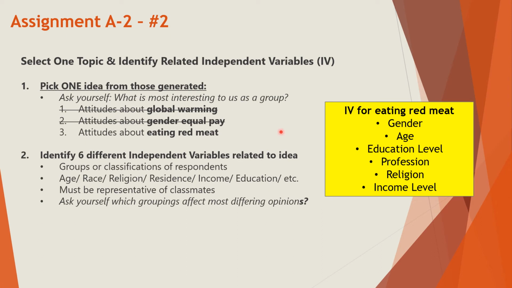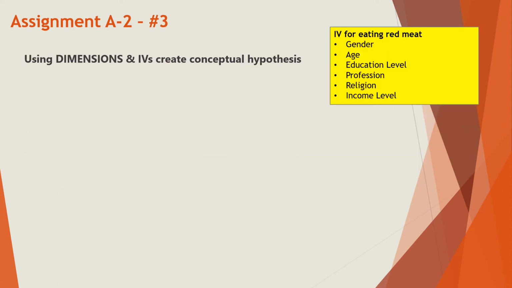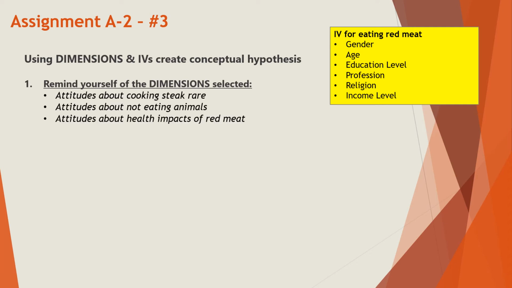Do you get that? So this idea is our dependent variable, and we're trying to figure out how the independent variables affect it, like for example, how does someone being a man affect in general the attitudes about eating red meat, etc. And we're going to look at that more. So these are your 2 answers here. When we go to number 3, we're going to use the dimensions, and this is really important, not your original construct, not eating red meat, but the breakdown for that, and the independent variables to create a conceptual hypothesis.